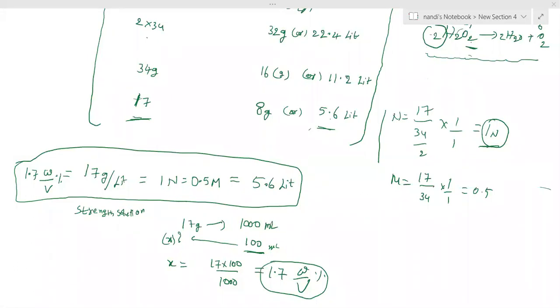Can I ask you doubts? You can type and send an SMS. I'm seeing everything here.